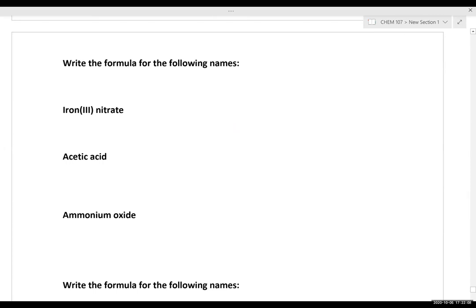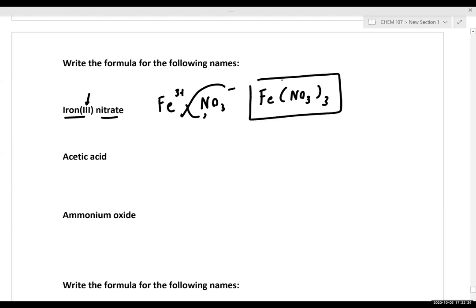So let's do a case where we have to write the formula from the names. So I'll do the first three, and then you'll do the next three. So we have iron 3 nitrate. So following my rules, I write out each of my ions. In this case, I know iron has a 3+ charge. Nitrate is NO3 minus. I cross my charges, and that gives us Fe(NO3)3. So this would be the formula for iron 3 nitrate.